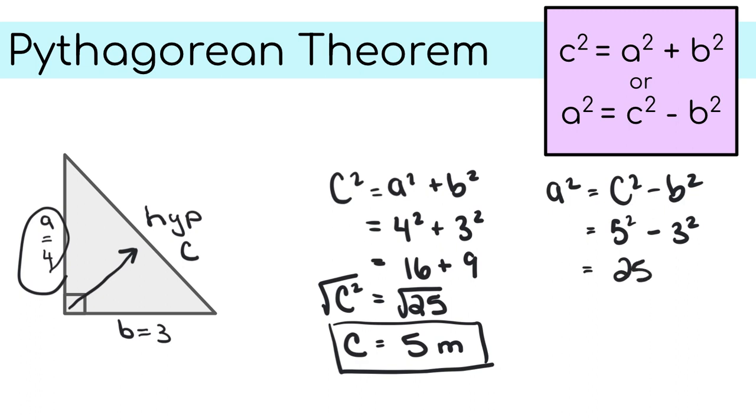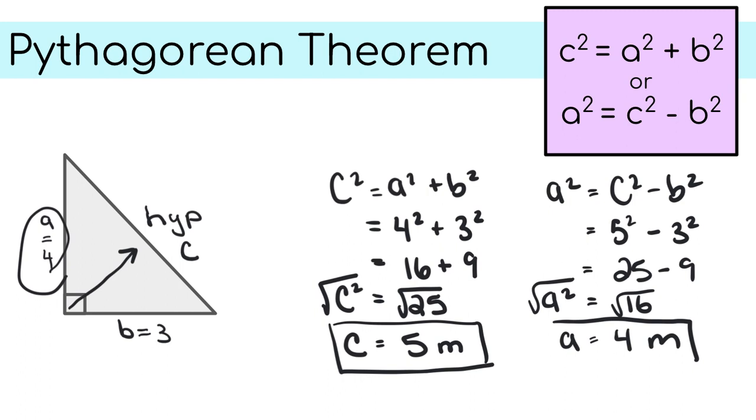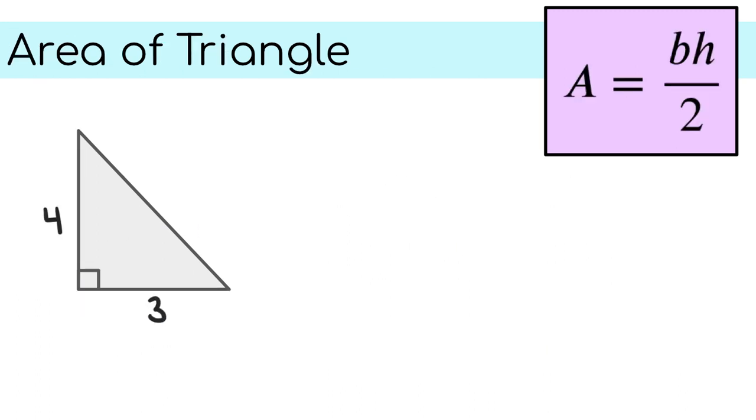which is 25 minus 9, which leaves us with 16. And again, that is the square attached to that side. So we take the square root, and A is equal to 4, and we'll say meters again here. And we know that is true because that's what we started with in our original. So let's see how we can apply that to find the area of a triangle.